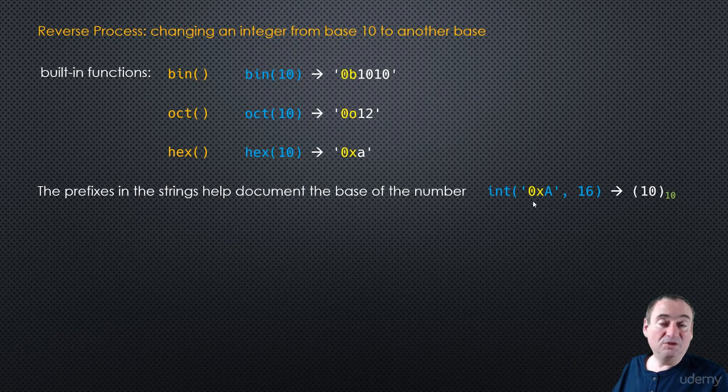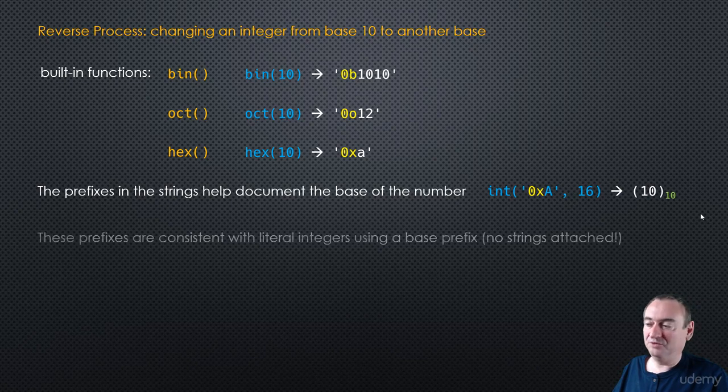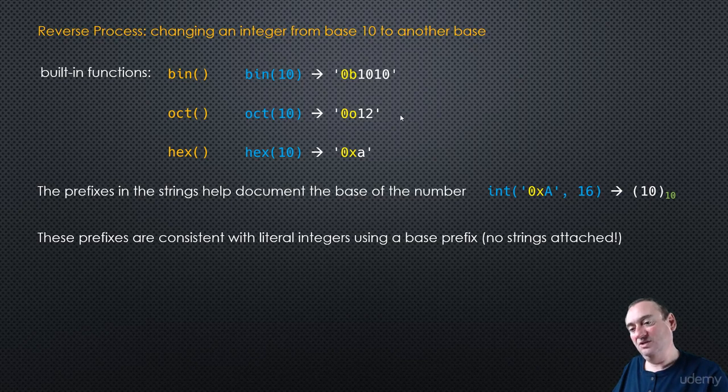So you can use them in your string as well, right? You don't have to just say int of a in base 16. You can also say int 0x of a in base 16. That will work the same way, no different. And these prefixes that you see in the strings are consistent with how we can create literal integers in different bases in Python without having to resort to the constructor.